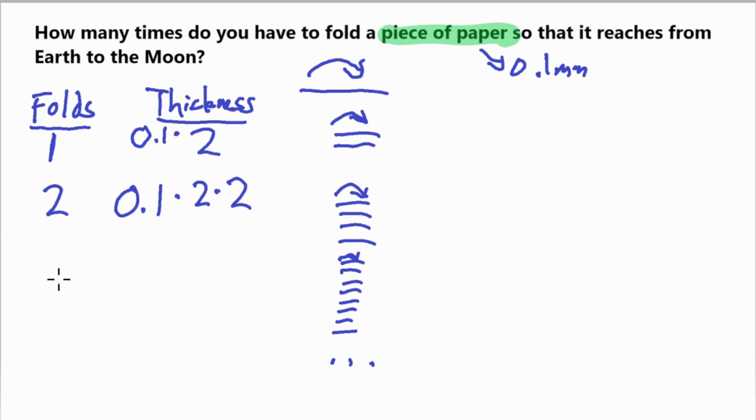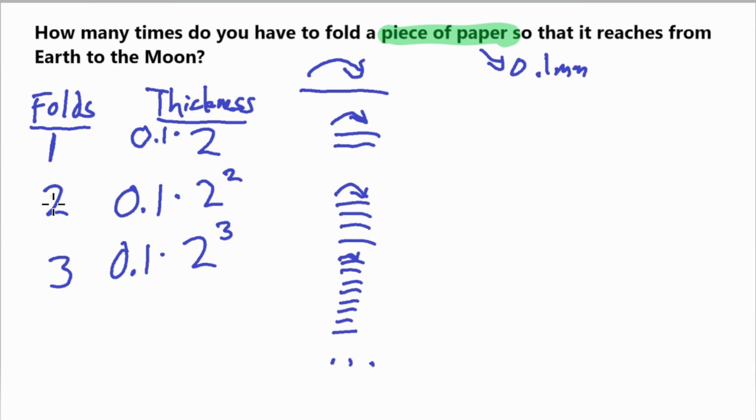And now same thing when we fold it 3 times. Thickness would be our original thickness, 0.1, times 2 times 2 times 2. So do you see a pattern here? Is there a way we could simplify this? So when we fold it twice, 2 times 2 we can rewrite as 2 squared. And 2 times 2 times 2 on the third fold we can rewrite as 2 to the 3.